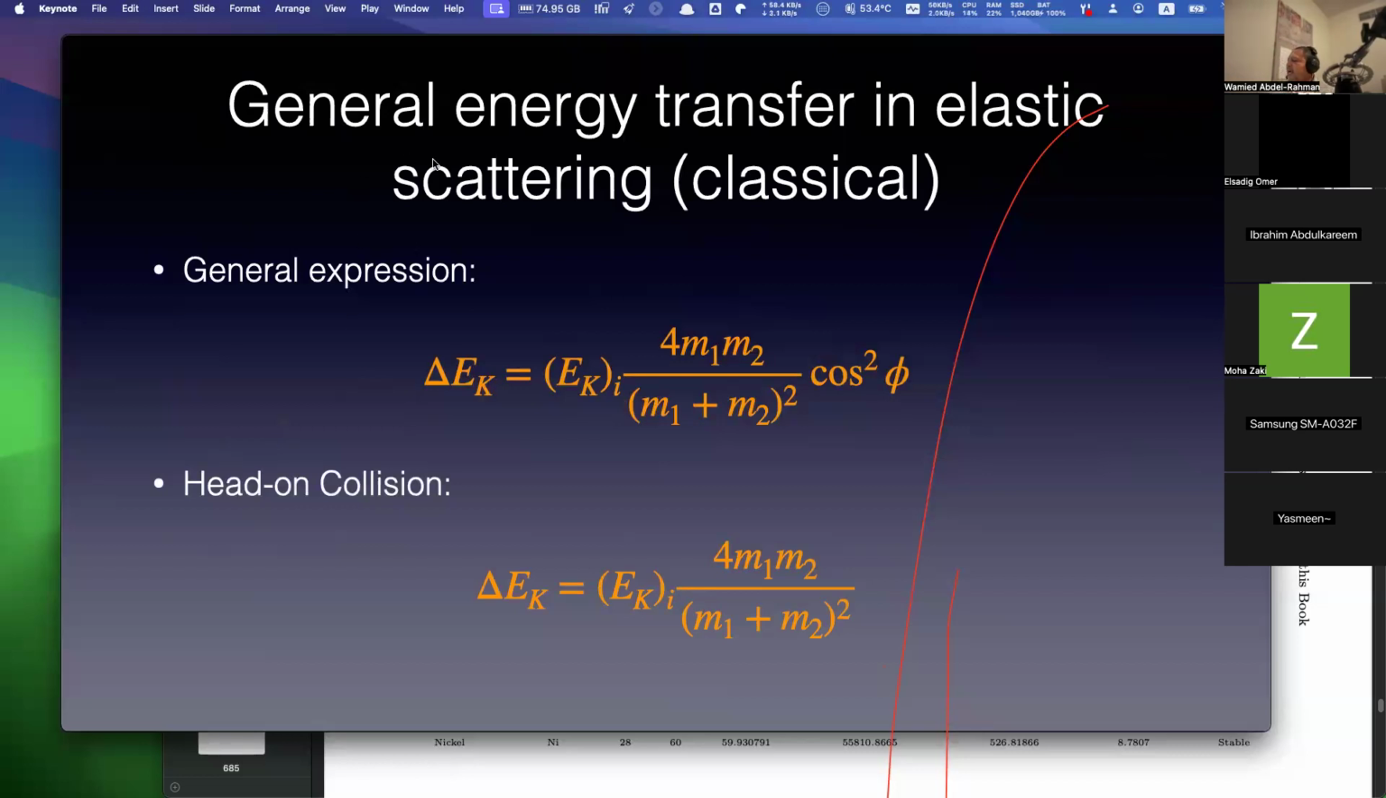So we can actually derive the general energy transfer. What we're interested in is that we have a projectile, and we want to know how much energy is going to be lost by that projectile when we have an elastic or classical scattering. So this is what delta E represents: the amount of energy lost by the projectile. This is the general expression. It will depend on the scattering angle.